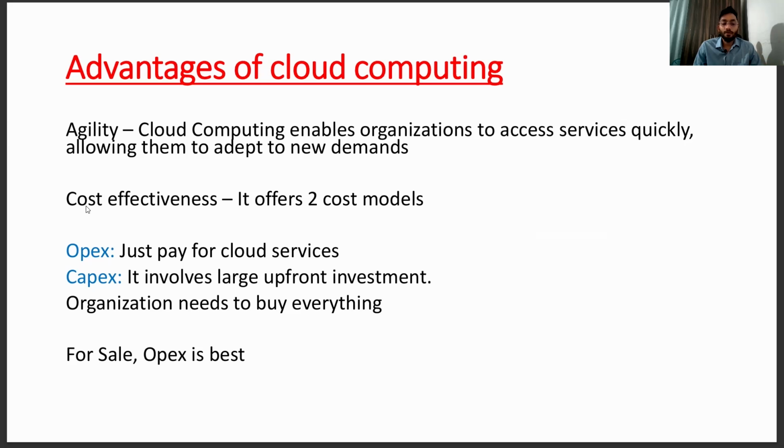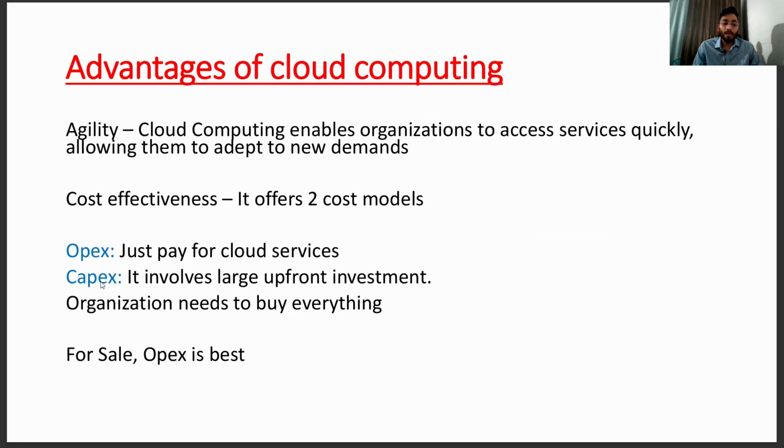Another is cost effectiveness. It has two models. OPEX model, if we see, is just pay for cloud services. That's it. How does it work? Whenever we have a subscription, it works. Suppose I'm watching Netflix, same example. There's a spike. I know that there's a cricket match which is going to happen, and the traffic is going to be very high. I can just opt for the OPEX model and pay for that one day's increased server prices.